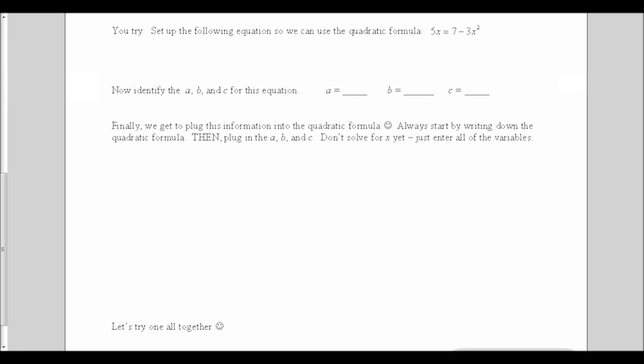Let's do the U-try. Set up the following equation so we can use the quadratic formula. I need this to be in standard form, so I need to have it in the form of 0 equals ax squared plus bx plus c. In order to do that, I'm going to need to move some things around. I really prefer when my x squared term is positive, so I would move this 3x squared over to the left side of the equation. I also would need to move the 7 over to the left side of the equation.